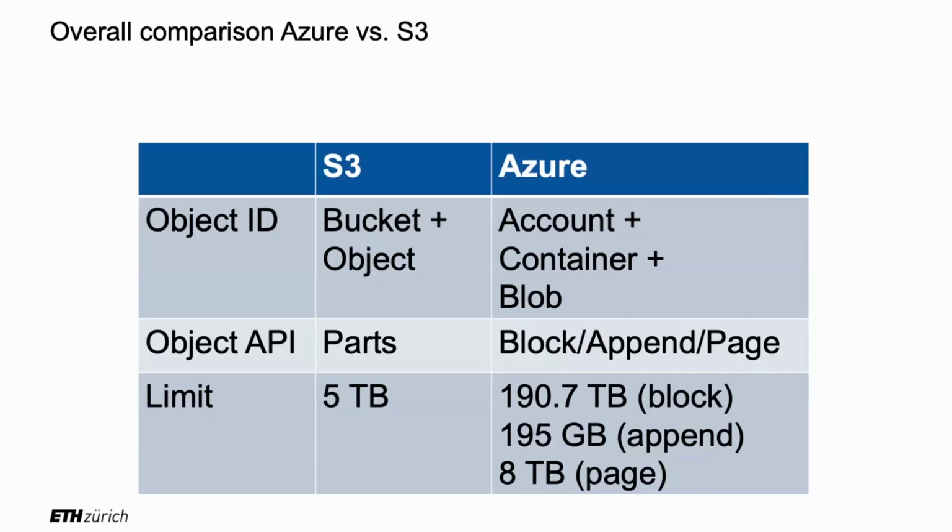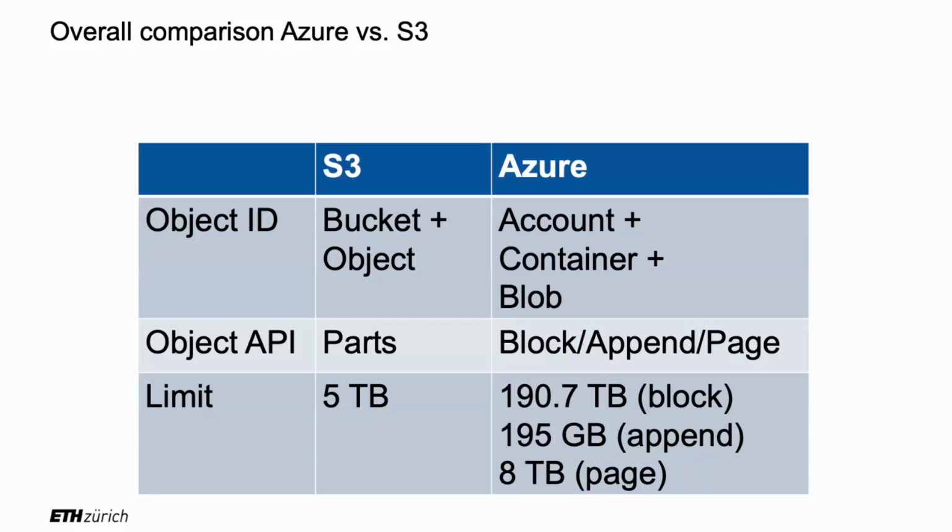If we compare, for example, in S3, to get an object, you need a bucket and an object ID. But in Azure, you have something slightly different. You need an account, what they call a container, the equivalent of a bucket, and then a blob, which means binary large object. So it's an object, basically. So you need 3 components to identify an object instead of 2. But again, that's just a small detail.